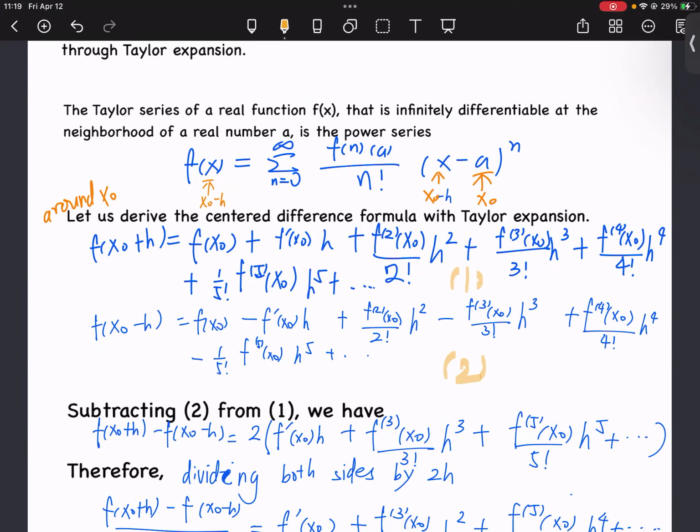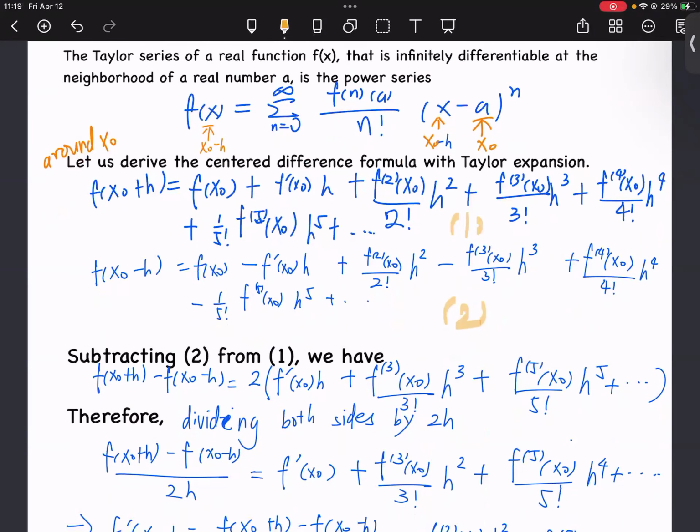And then the odd order terms can be canceled. But we keep the h² order term here. This is h² order with the order 0. Do you see that? Because this is just h² the order of 0. This is h² the order of 2. So let's do the summation and then see what we get.